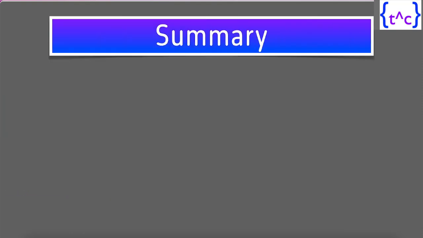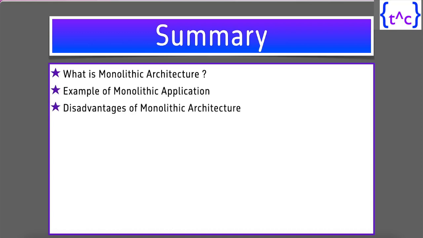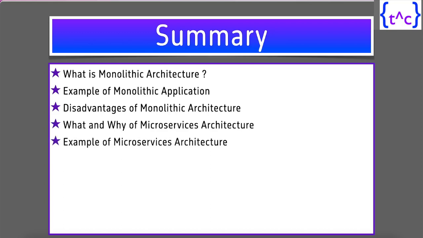So to summarize what all we have covered in this session, we understood what is monolithic architecture, and why we understood this architecture, because we wanted to understand the challenges and the need of having microservices. All right. Then we have seen monolithic application example followed by disadvantages of monolithic architecture or challenges which we face using monolithic architecture. Then we understood what and why of microservices architecture, followed by example of microservice architecture. We discussed social media application example in both the cases, monolithic application as well as microservices architecture.